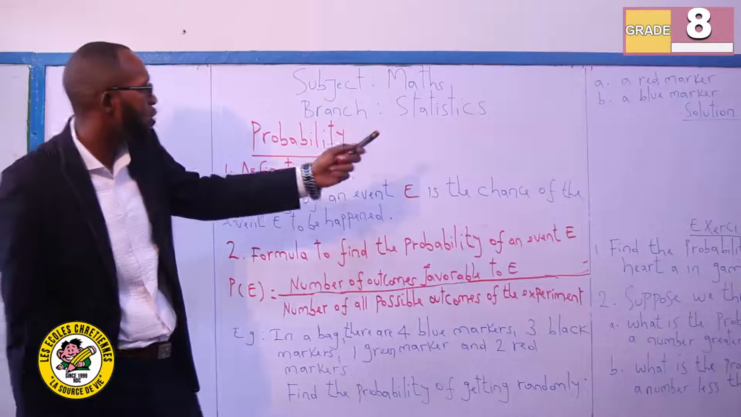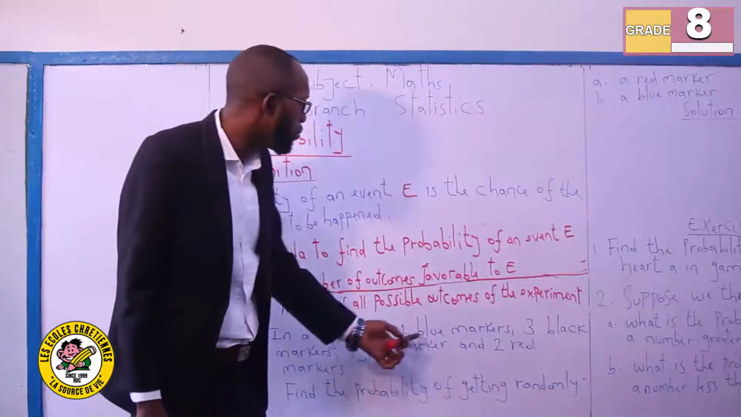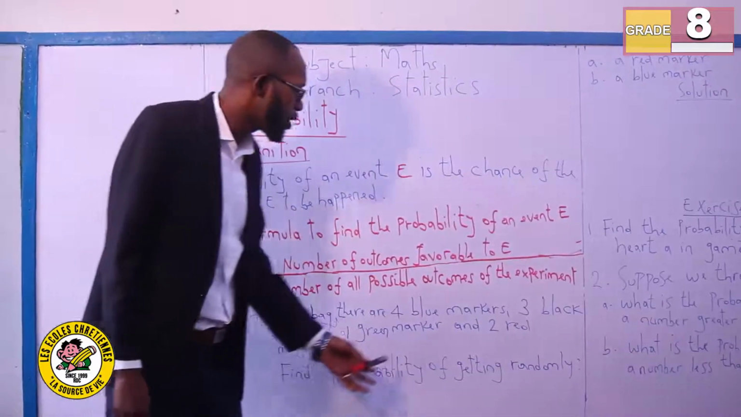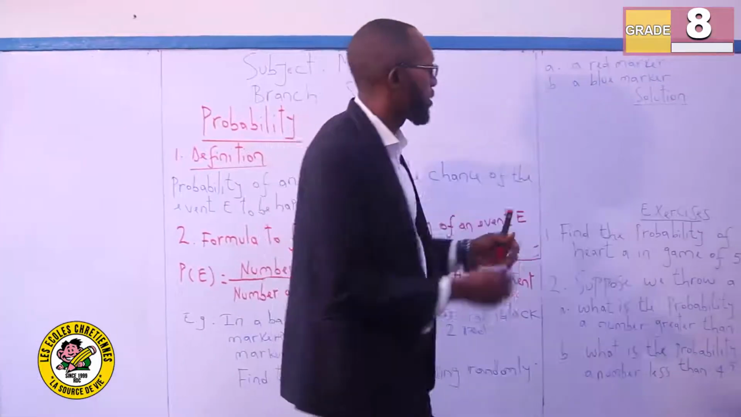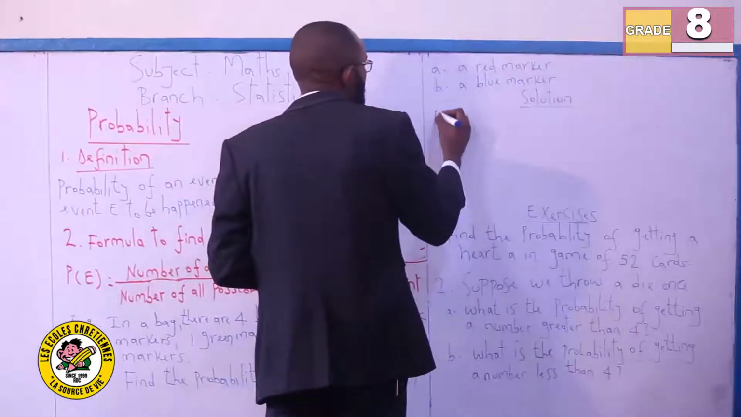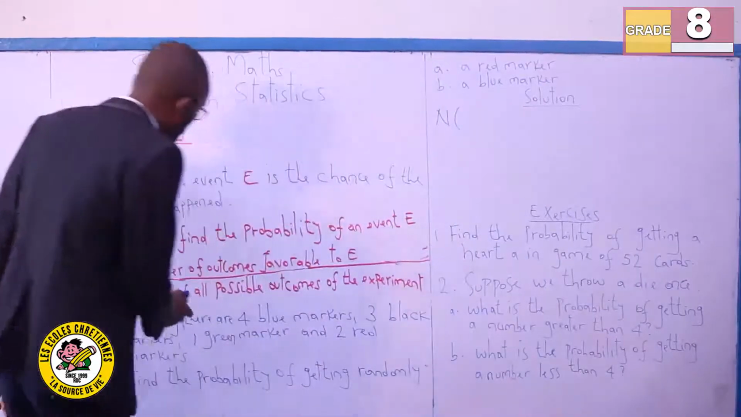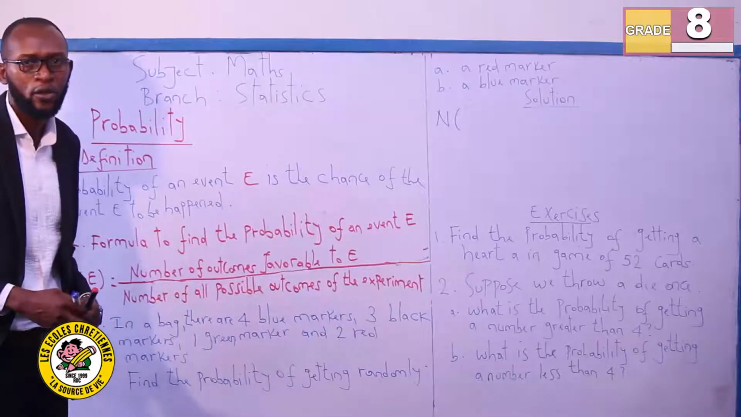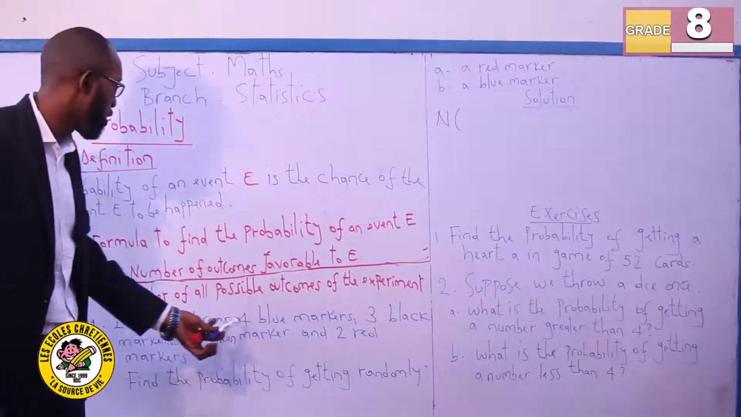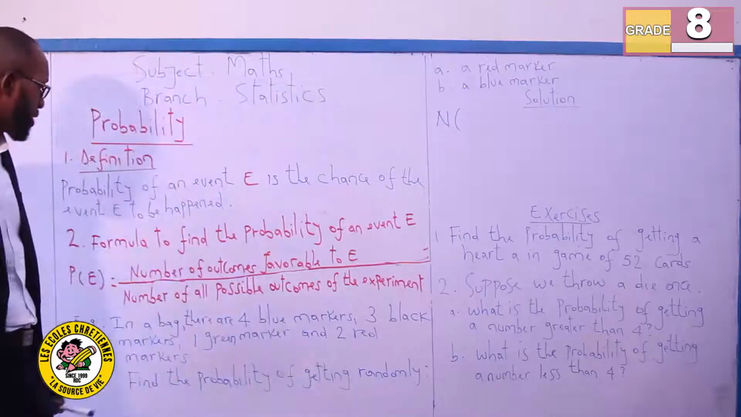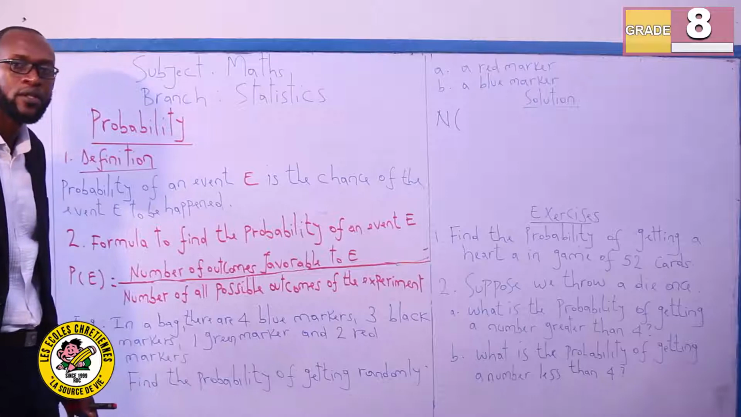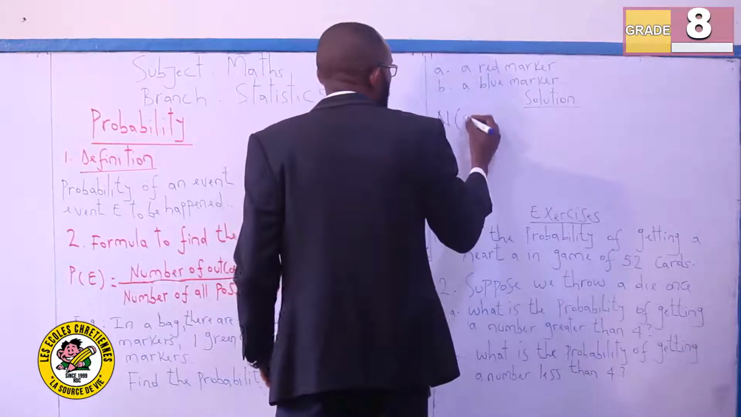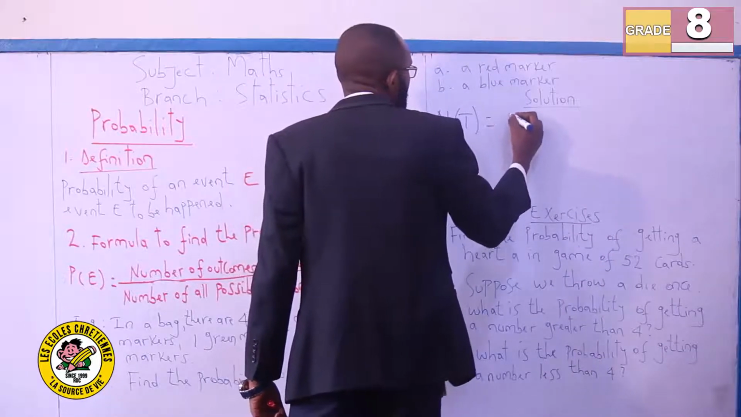The question here is: in a bag there are 4 blue markers, 3 black markers, 1 green marker, and 2 red markers. Find the probability of getting randomly a red marker. Solution: we have to know first the number of all the possible outcomes. How many markers are over there? That is all the possibilities we may have. 4 plus 3 is 7, plus 1 is 8, plus 2 is 10. So the total number is 10.